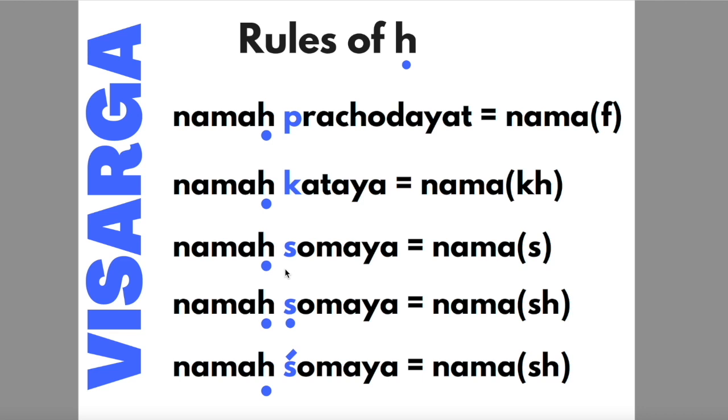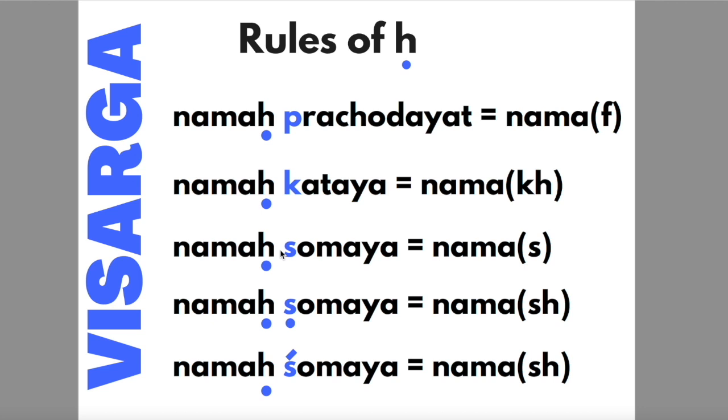So it just depends. What's very important is that when you do apply the visarga, do not lose the starting letter of the next word. If we take namas somaya and we take the S and we apply it to namas, the next word would not be omaya.